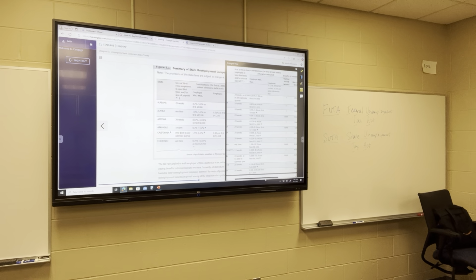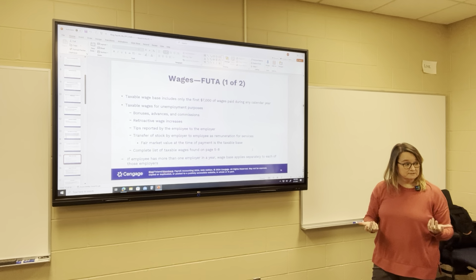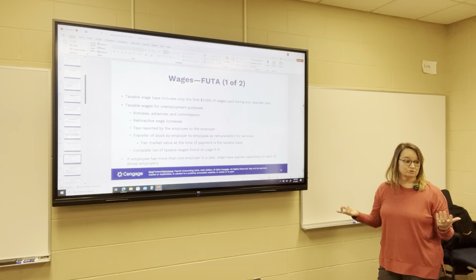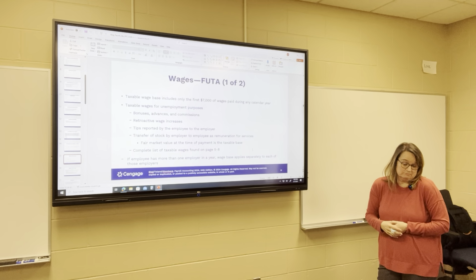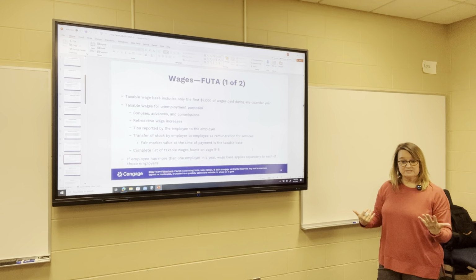Although if they go back further than that and they pay it, it depends on when they pay it. So if they go back a couple of years, but then they pay it in 2025, it applies to 2025. Tips are included. Transfer of stock. If the employer pays the employee in stock, which happens, employers will give employees, usually in addition to their regular wages, stock or the option to purchase stock at a discount.